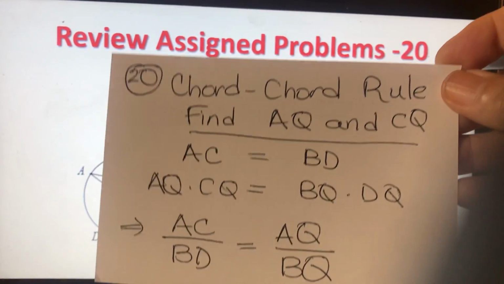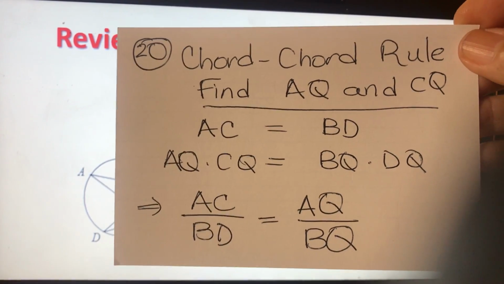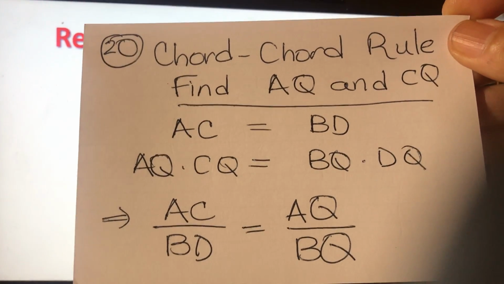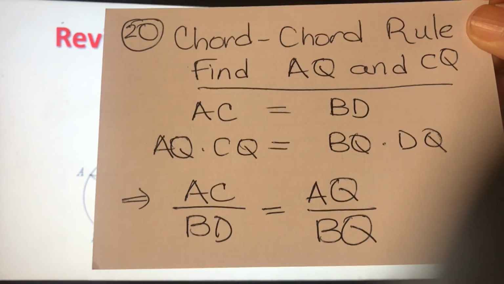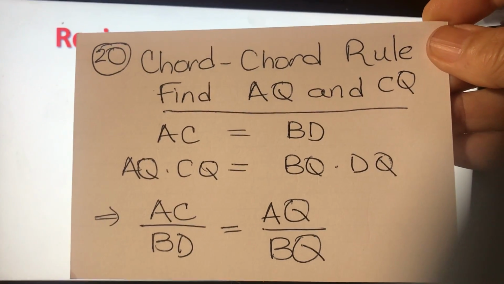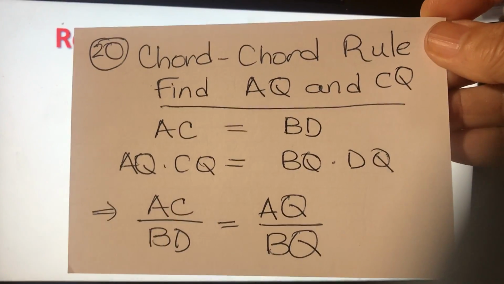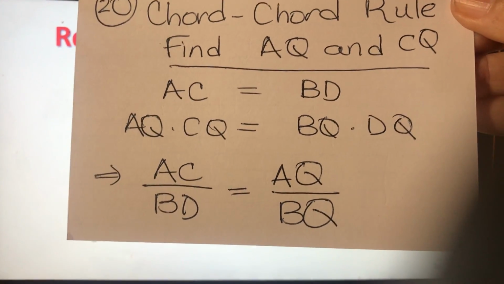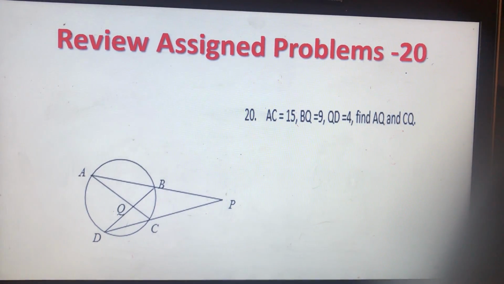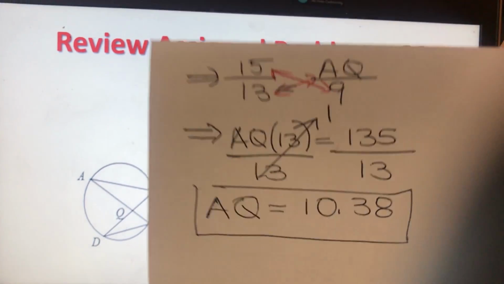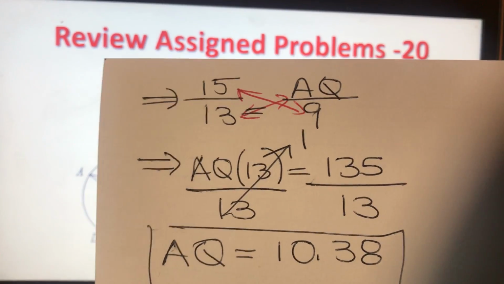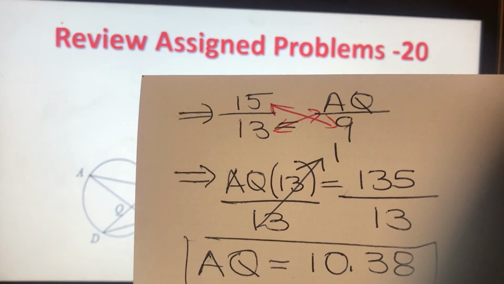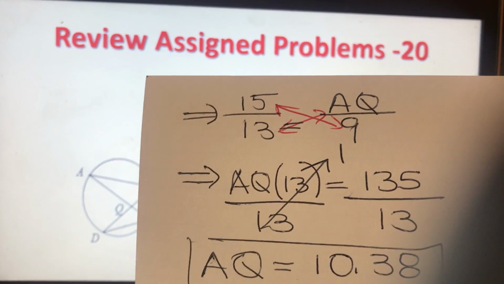Again, we use our chord rule in order for us to find AQ and CQ. We already know that AC equals BD, AC is AQ times CQ, and BD is going to be equal to BQ times DQ. We set up our proportion. AC is to BD as AQ is to BQ. We substitute our values as we did right here, and we can say that 15 is to 13 as AQ is to 9.